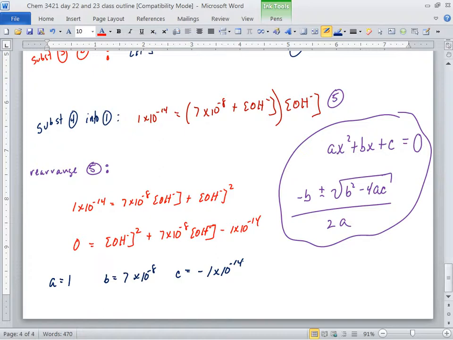So I just had to rearrange it so it looked like 0 equals ax squared plus bx plus c. So whatever's in front of the hydroxide squared is going to be my a. It doesn't have to be 1. It could have been anything. That's going to be my a. Whatever's in front of my hydroxide to the 1 power will be my b. And whatever I'm adding or subtracting at the end will be my c.